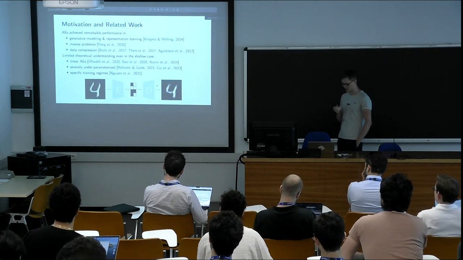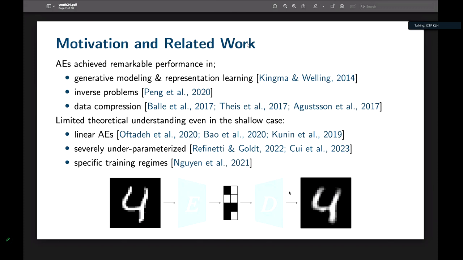So let me start with the usual motivation. At this point, it's no surprise that autoencoding architectures of some sort are a very prominent cornerstone in many applications of machine learning, such as generative modeling and representation learning. They're also used widely in inference problems and in data compression, sometimes even outperforming classical algorithms such as JPEG. However, even in the shallow case, the theoretical understanding of such models is quite limited.